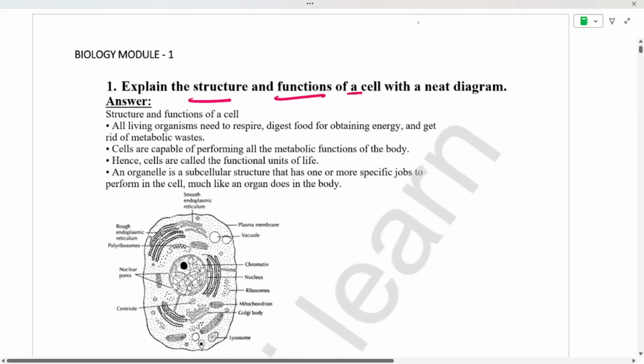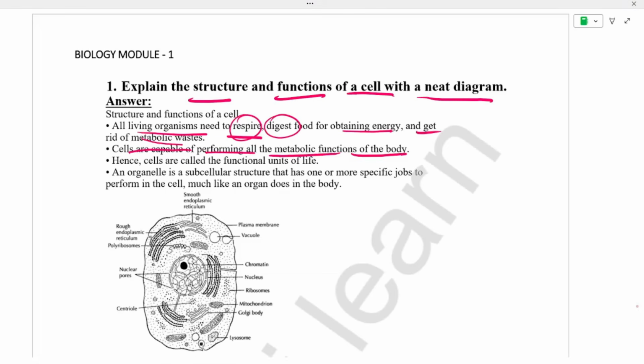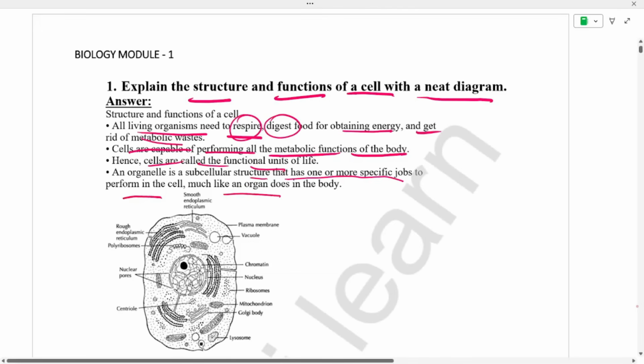First is structure and function of a cell with the neat diagram. All the living organisms have to respire, digest food for obtaining energy, and get rid of metabolic waste, right? Cells are capable of performing all the metabolic functions of the body, hence cells are called the functional unit of life. An organelle is a subcellular structure that has one or more specific jobs in the cell, much as an organ does in the body.